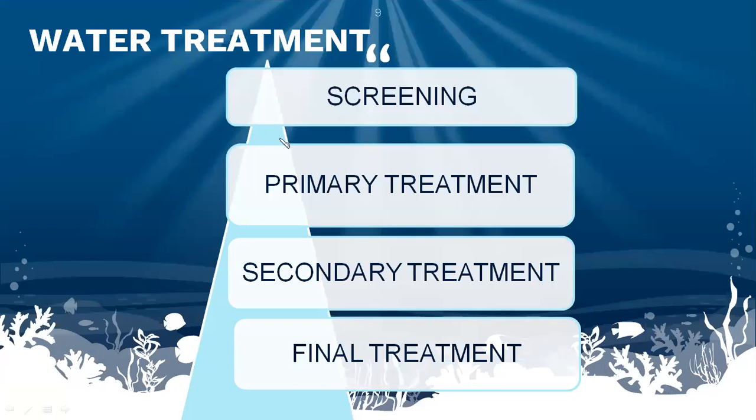In this slide, you can see certain general principles with respect to water treatment. It is divided into 4 stages: screening, primary treatment, secondary treatment, and final treatment. Let us see how it is working. First, large pipes take the contaminated water, or the water which is supposed to be treated, into the first stage, that is the screening stage. In this stage, the wastewater treatment process begins.